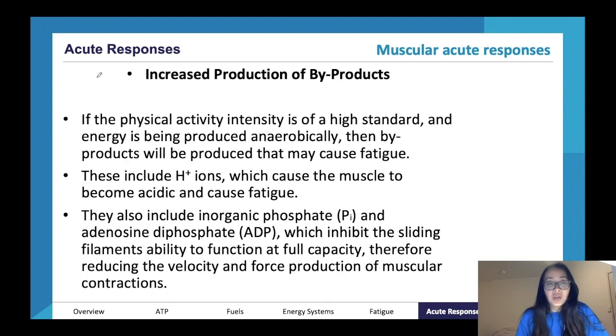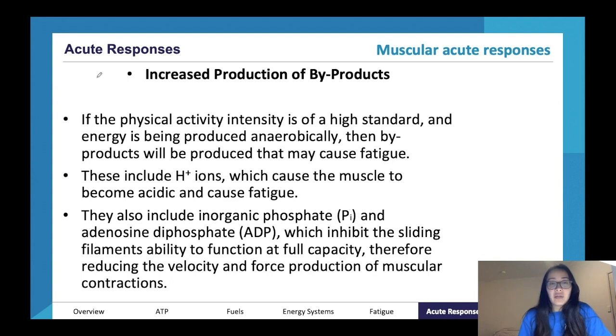Nonetheless, they actually interfere with the acidity of the muscles. They kind of mess with the pH level of the muscles and can impede upon the muscular contractions happening there. And this can cause fatigue, which can then impede upon your performance and energy production. Okay? So we really want to avoid this.